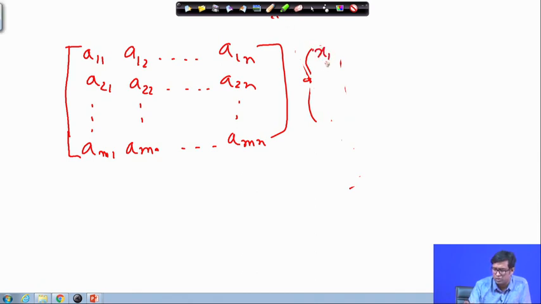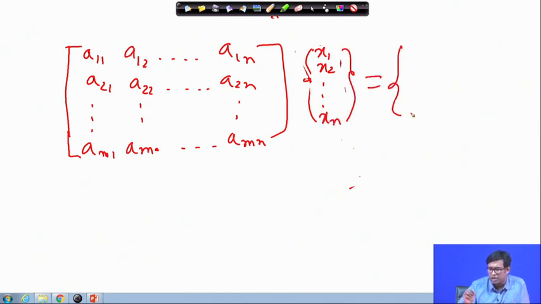So, this is x1, x2 and it goes up to xn. And how many elements will the right hand side vector have, not the solution vector? The right hand side vector will have exactly the same number of rows that the coefficient matrix has, because this is the number of equations. So, this will have B1, B2 and it will come up to Bm.